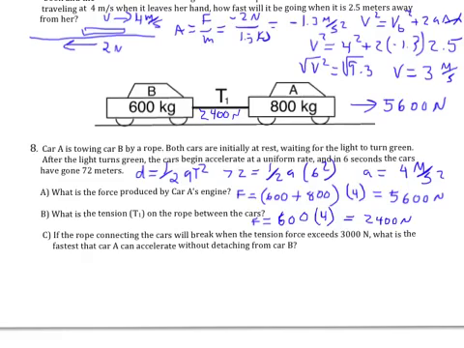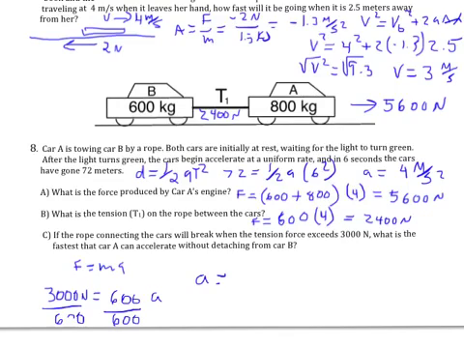If the rope connecting the cars breaks when the tension force exceeds 3,000 newtons, what is the fastest that car A can accelerate without detaching by breaking this rope? So the way I'm going to solve this is I'm going to take the maximum force and use that in Newton's second law. So force equals MA, and I want to solve that for A. The maximum force I could have is 3,000 newtons. Anything beyond that, it breaks. The mass of the car I'm accelerating is 600 kilograms, so I put 600 here times A. So I simply have to divide both sides by 600. And when I do that, I'll find that A equals 5 meters per second squared.